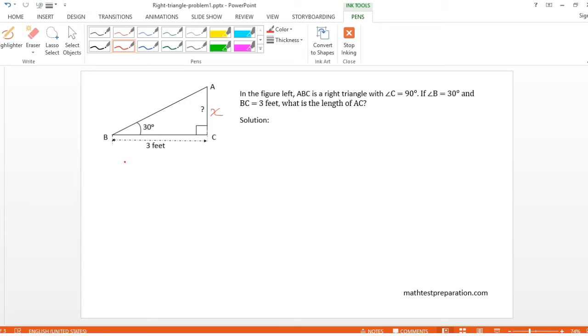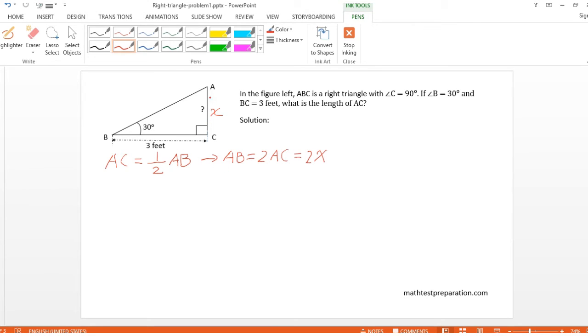So, AC is 1/2 of AB. So AB equals 2 times AC. And AC is x, so AB equals 2x.